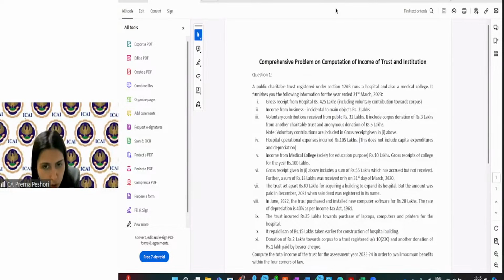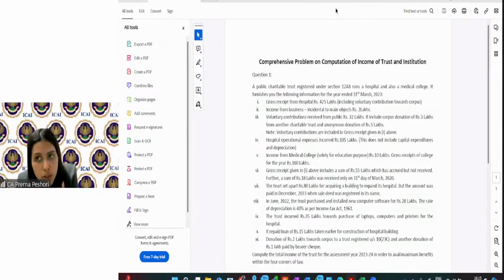So you consider the total donation. What is the anonymous donation received during the year? The anonymous donation received during the year is 5 lakh rupees. And the exemption is 5% or rupees 1 lakh, whichever is higher. So the excess amount will be taxed at the 30% rate, and the balance will be subjected to tax at the normal rates.